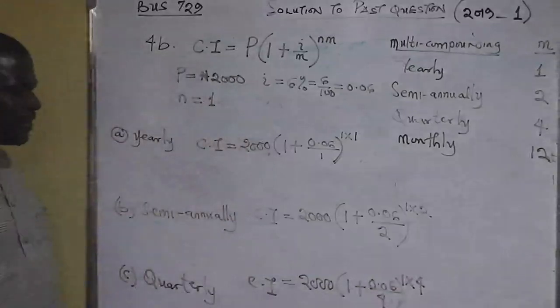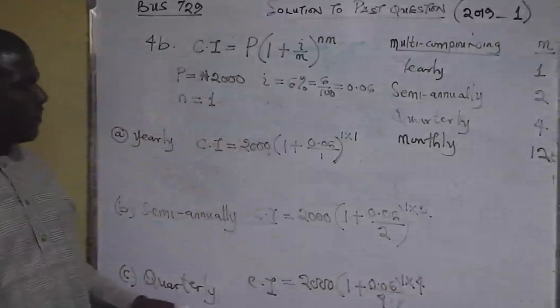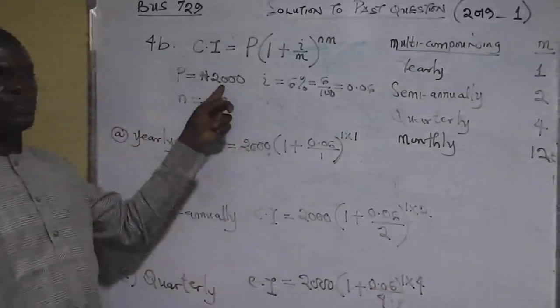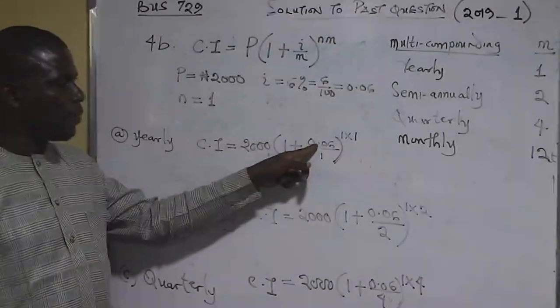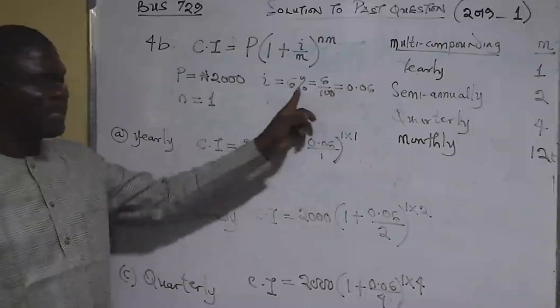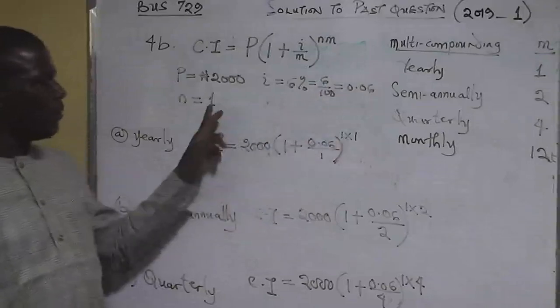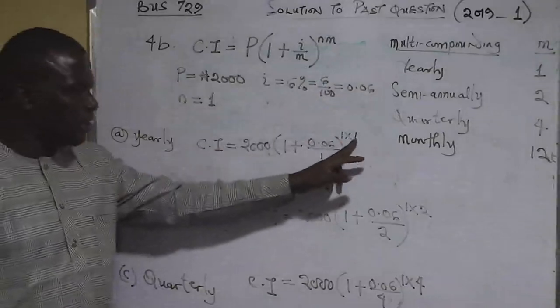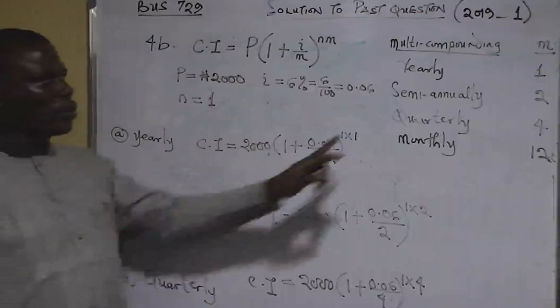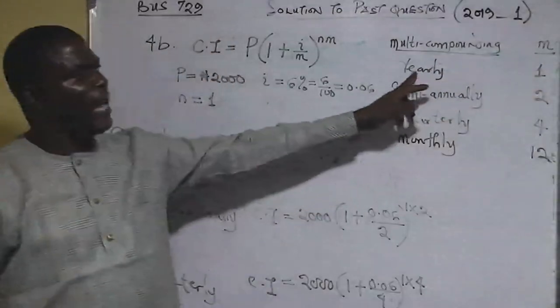Let me quickly explain this. Why is it that you have 2,000 here? Because that's the principal. Why do you have 0.06? Because 6% is given in the question. Then why do you have 1 here? 1 is the number of years. The other 1 is because it's yearly. So M is 1 if it is yearly.